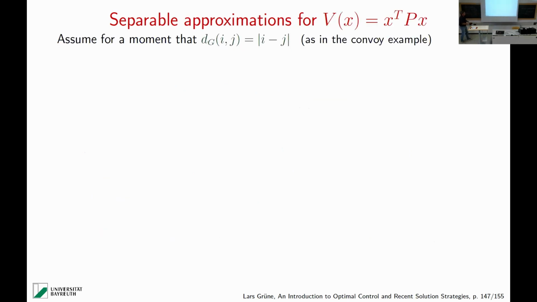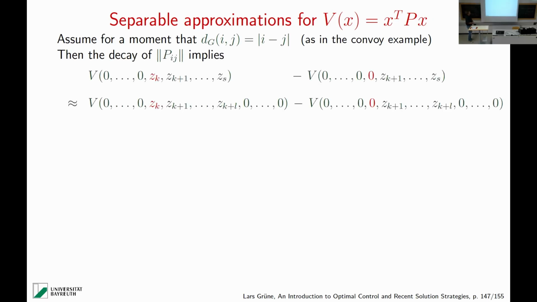Okay, how do we do that? Let's for a moment consider just simple graphs like that, where the graph distance is just the difference between the indices. That's the convoy, right? When we have things going behind each other. And then this decay of the P_ij matrix blocks implies that this difference here is almost the same as that difference.